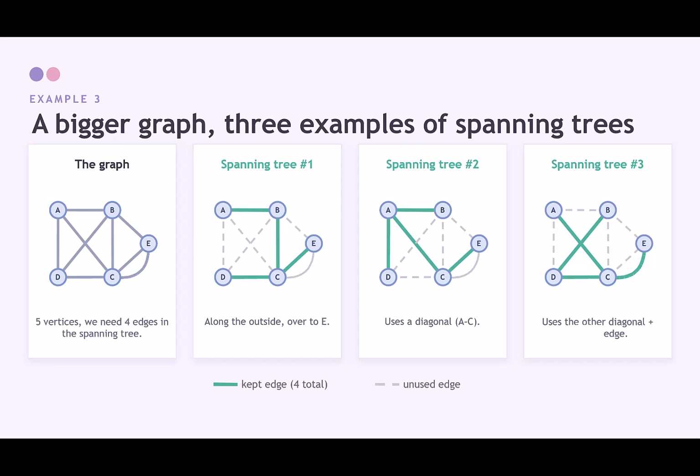If you're asked to draw multiple spanning trees, each one can use different edges, but every tree must include all vertices, remain connected, and have no cycles, loops, or parallel edges.